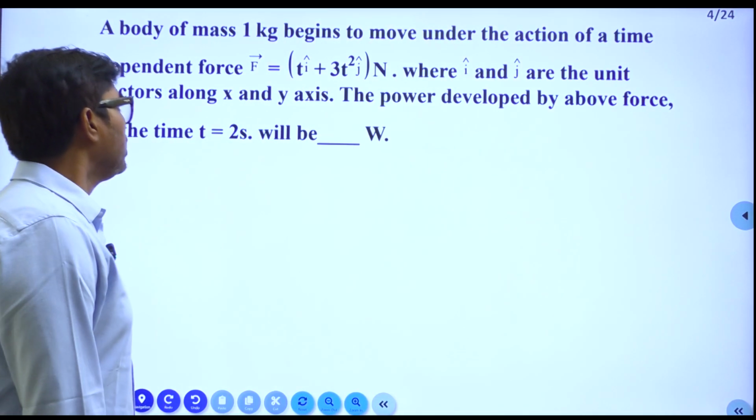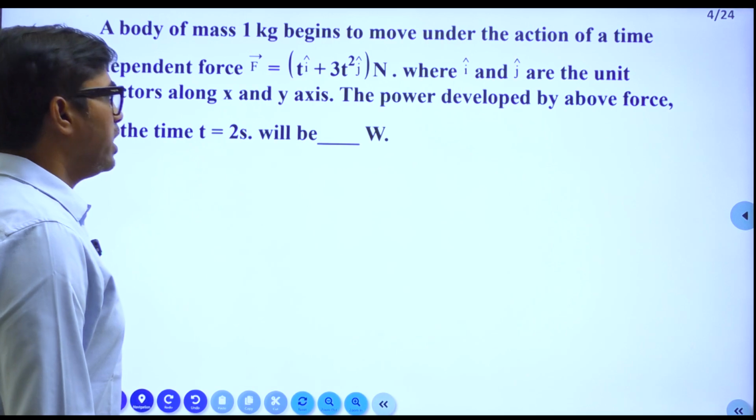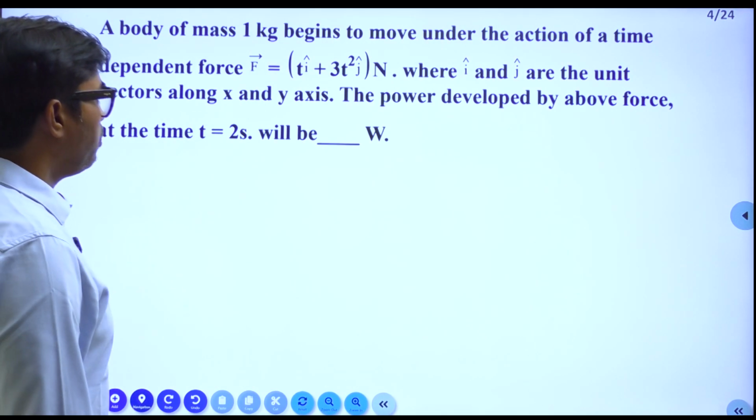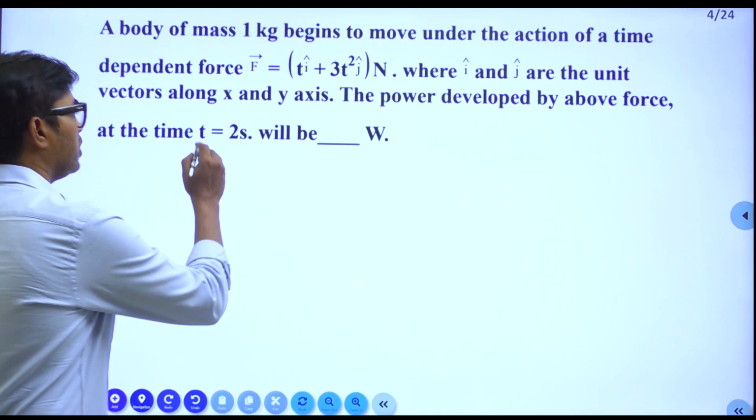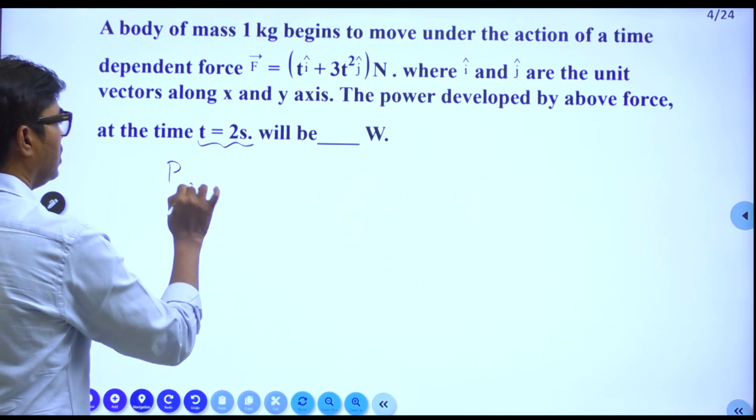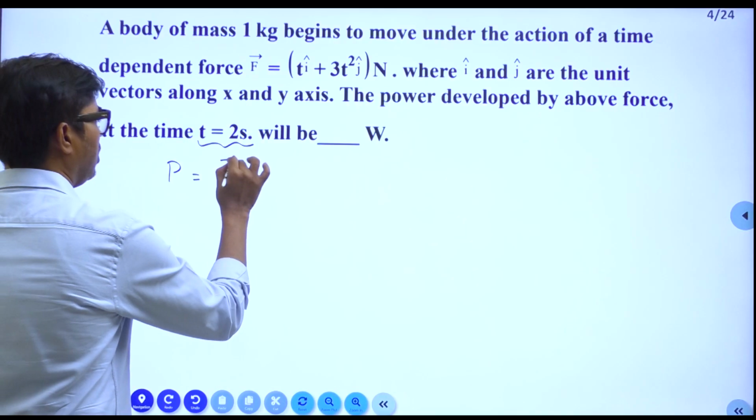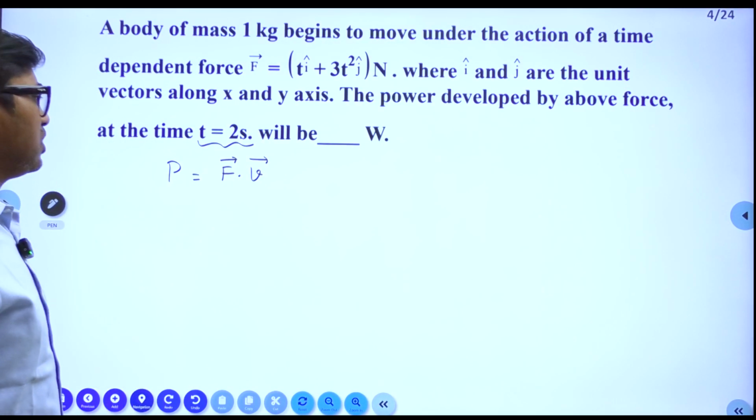A body of mass 1 kg begins to move under the action of a time dependent force given, where i cap, j cap are there. Power developed by the force at the instant when t equal to 2 seconds is. Okay. So they are asking you to find the power. Power will be equal to F bar dot V bar. Okay. Force is known, but velocity is not known.